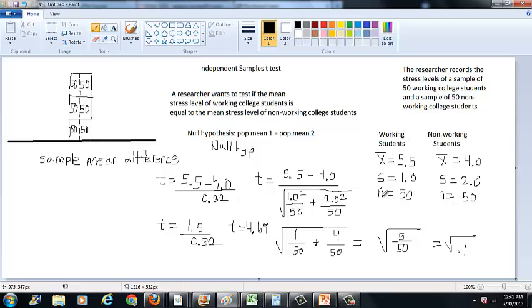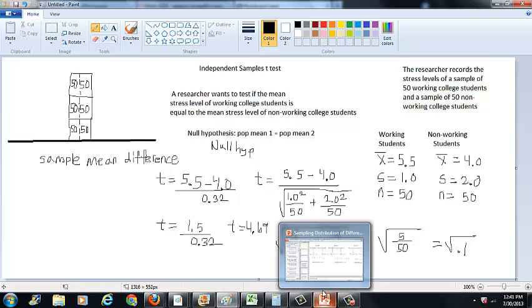find the number of possible combinations of 50 working students and also find the number of possible combinations of 50 non-working students, and then multiply those two numbers. I can show you a quick example of what I mean.